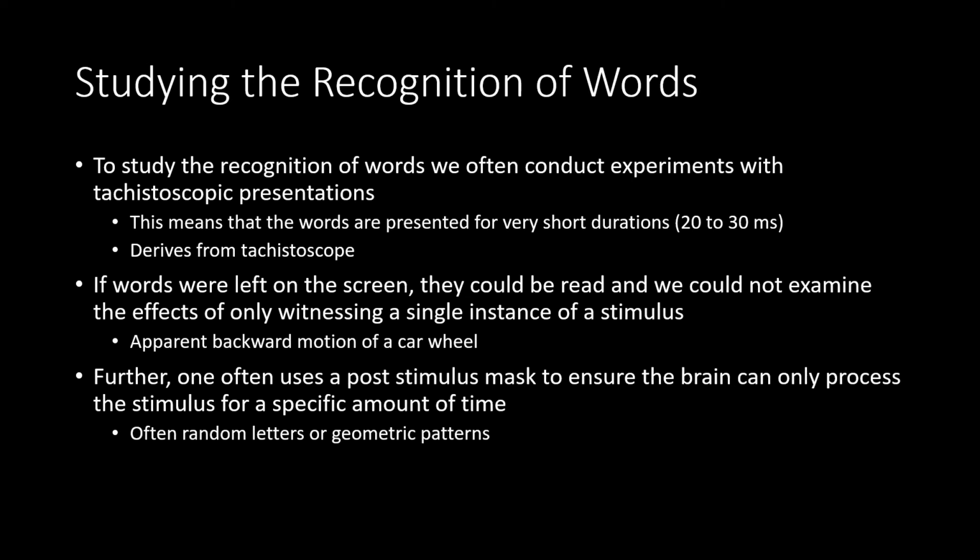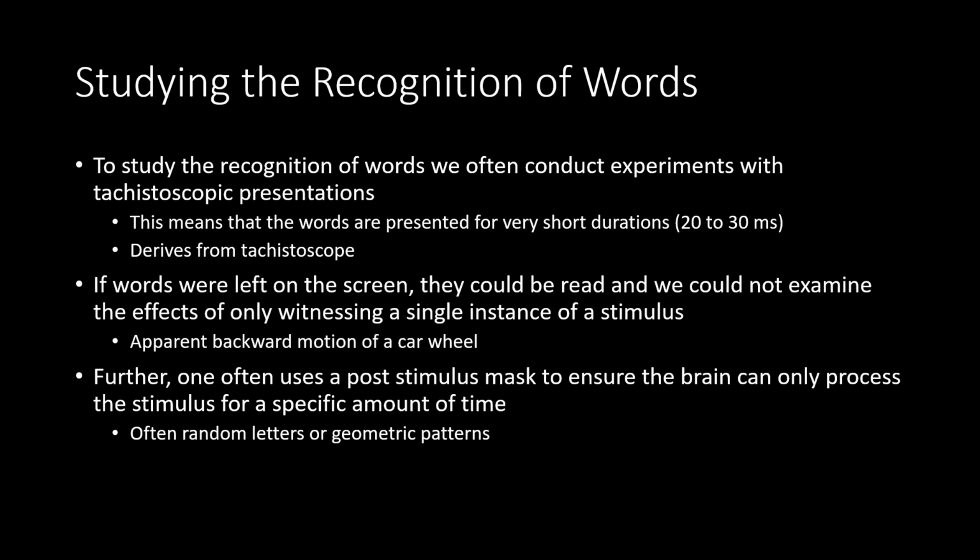We no longer use a tachistoscope, but we still refer to experiments that present stimuli on screens for very short amounts of time as tachistoscopic presentation experiments. Of course, we do this by controlling how many screen refreshes an image or item is going to be presented on the screen for. Now, there is something else that we do to ensure that this processing is at least limited to this amount of time, and that involves the use of a mask.